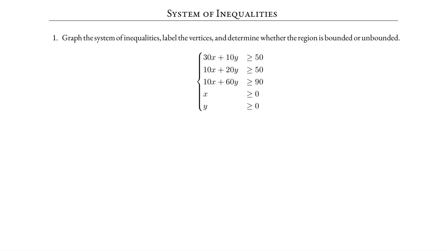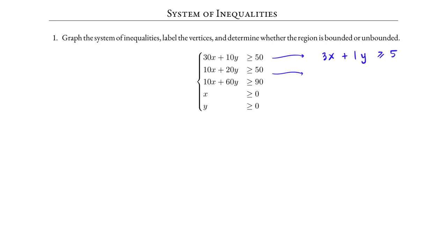Graph the system of inequalities, label the vertices, and determine whether the region is bounded or unbounded. Before we graph these inequalities, we might want to rewrite the corresponding simpler inequality. 30x plus 10y greater than or equal to 5 can be simplified to 3x plus 1y greater than or equal to 5. Graphing this simpler inequality will give us the same graph of the original given inequality.